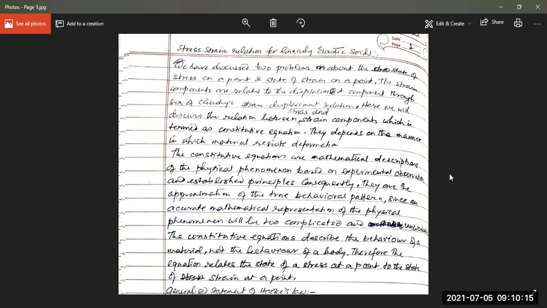Now, what we are going to deal with in this particular chapter is defined as the constitutive equation, and these are the mathematical description of a physical phenomenon based on experimental observation itself. What we are trying to do is to describe the stress condition at a point and strain condition at a point of a particular solid, which is under external load.